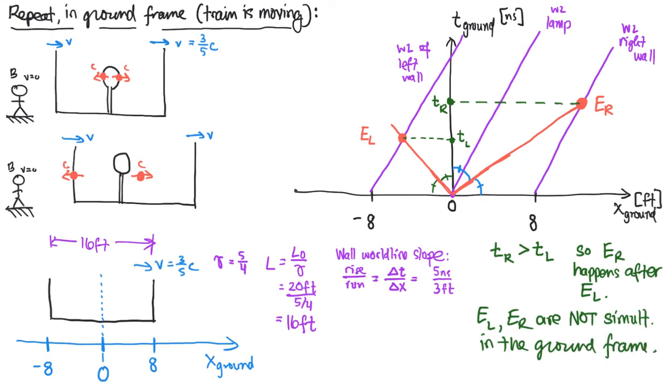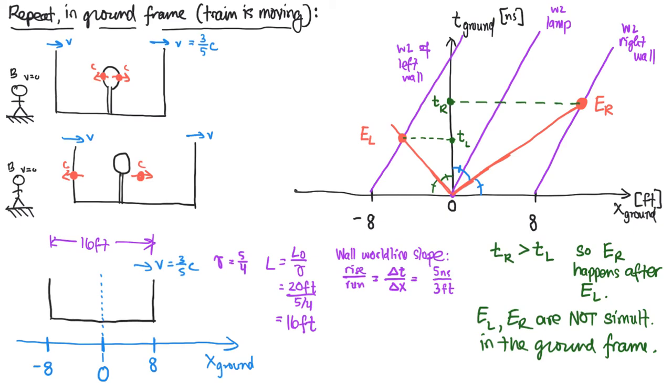I also really appreciate one aspect of these space-time diagrams, which is that it becomes very clear graphically why the left photon arrives first, right? You can see that the left photon hits the left wall before the right photon hits the right wall because the left wall's world line is angled towards the photon, meaning the left wall is approaching the photon, whereas the right wall's world line is angled away from the photon because the right wall is running away from the photon. So it's very clear graphically that these two events cannot be simultaneous in the ground frame.